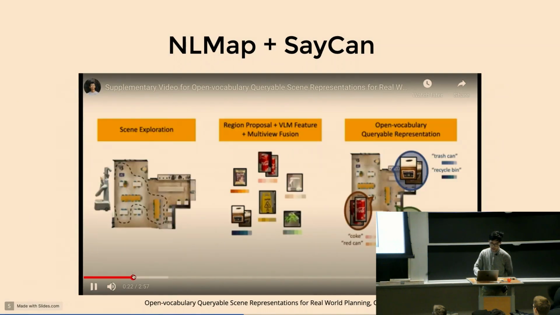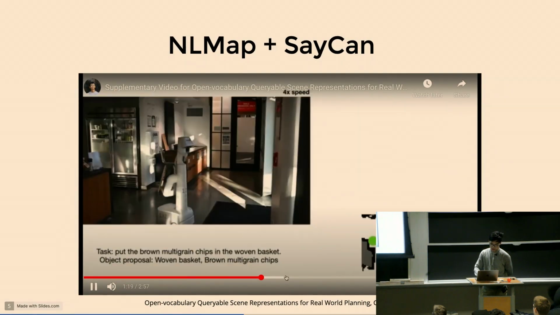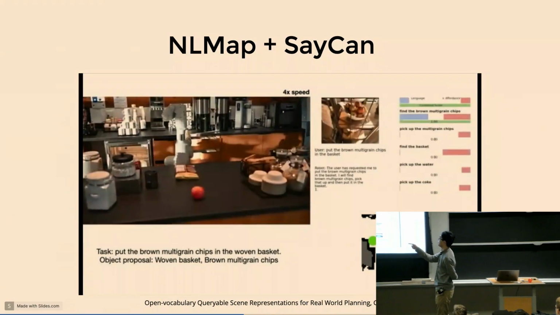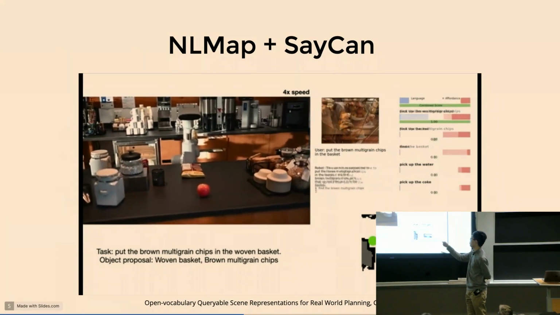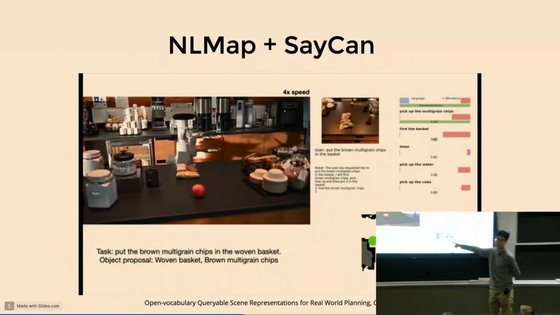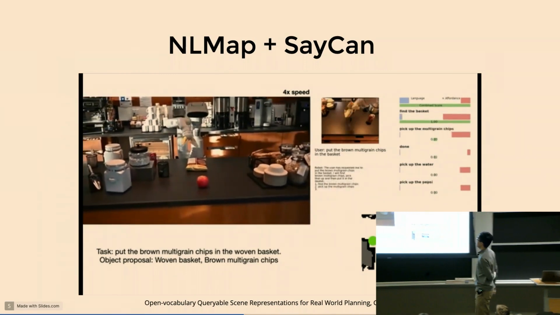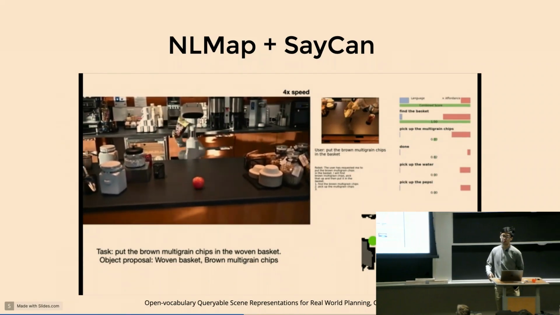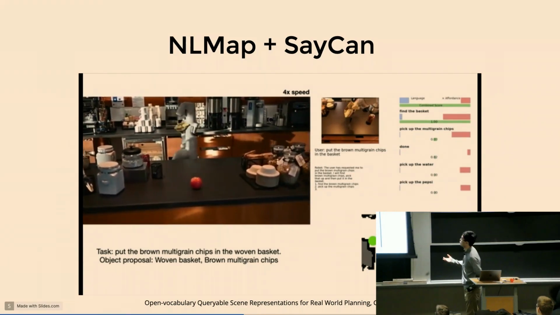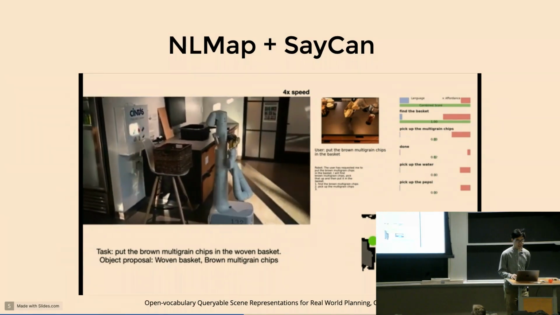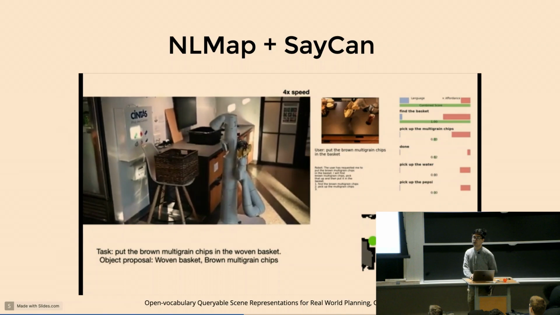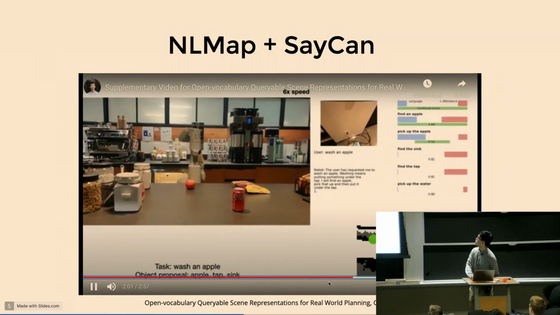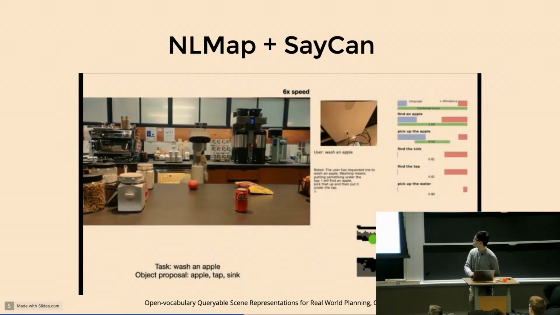As a result, if you go to our website, you will see that we can have the robot accomplish a lot of fancy tasks. For example, you can ask it to put brown multigrain chips in the woven basket. The objects, woven basket and multigrain chips, are extracted from this free-form language. This was not previously possible with SayCan because they have a relatively small set of objects. It doesn't know what a woven basket is. While in this model, you can actually call the navigation API to go there with open vocabulary instructions. You can also ask it to wash an apple, and it will propose that it should go to the sink.